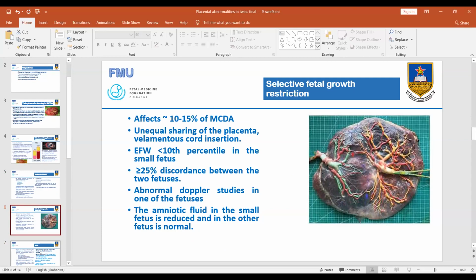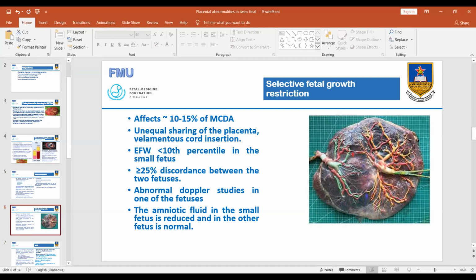Now we'll move on to a slightly different condition, which is selective fetal growth restriction. This is also a complication that occurs in monochorionic pregnancies, and it affects up to about 15% of these pregnancies. It arises mainly from unequal sharing of the placenta or filamentous insertion of the cord.